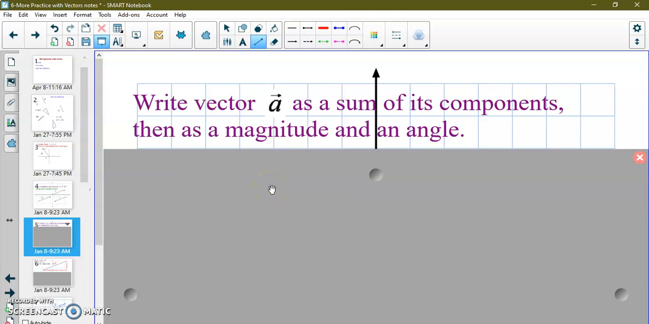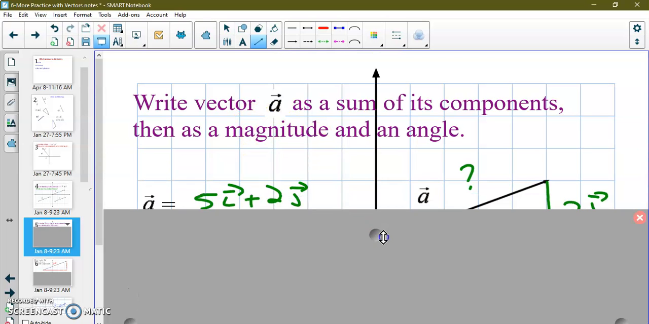Okay, so now we're going to write vector A as a sum of its components, then as a magnitude and an angle. So it's the same vector that we just looked at.